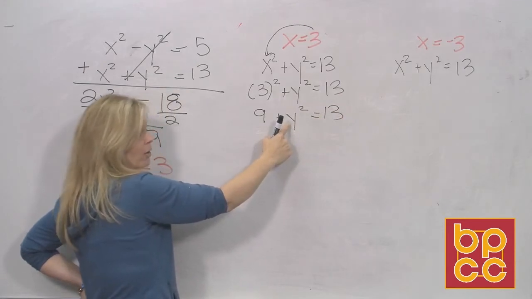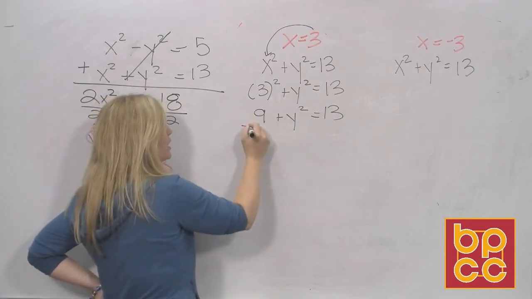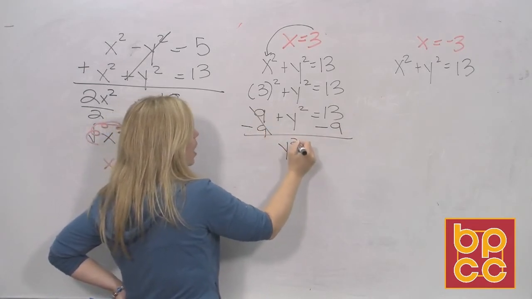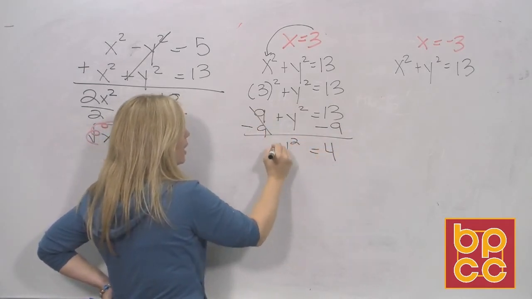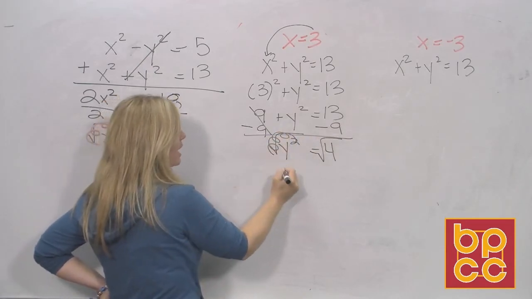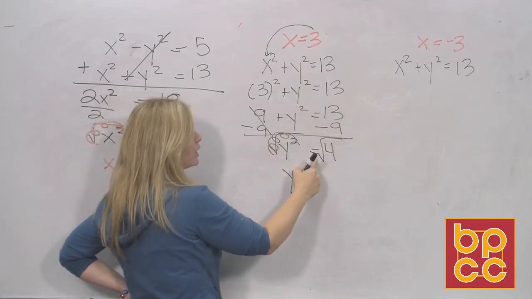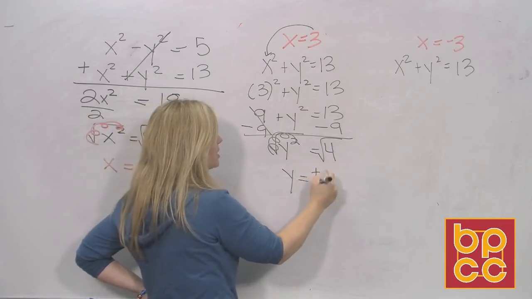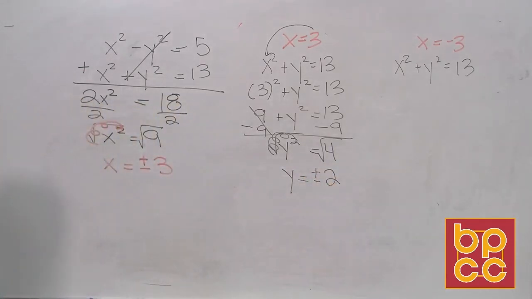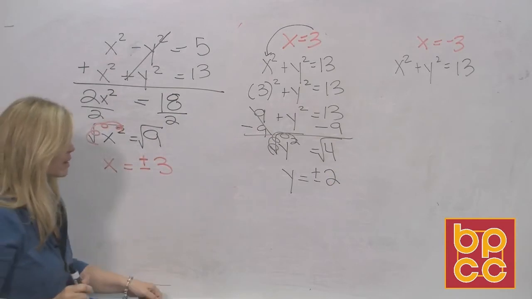This is y squared. It's quadratic. I'm going to move the 9 over because I'm going to use the square root method again. It's quicker. Y squared equals 4. I'm going to square root both sides. Squares and square roots cancel out. Y equals. Don't forget you're square rooting, so put your plus and minus. And the square root of 4 is 2. That's all review.